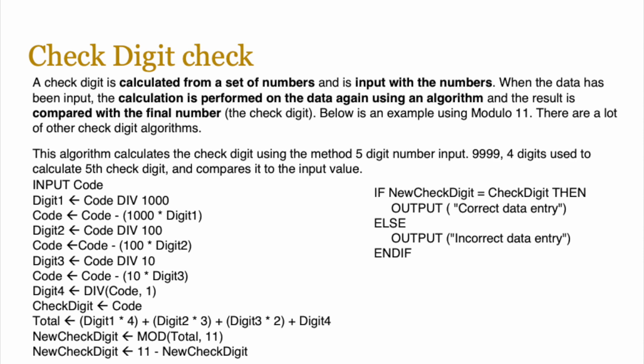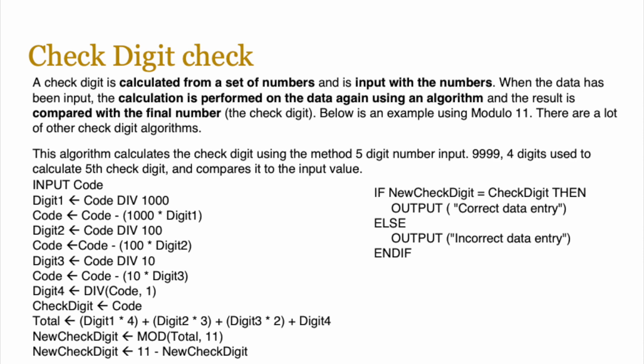So the way it works is that the user inputs the code, and then it uses the div function to work out each separate digit. For example, digit code div 1000 will work out the first 9 from the 9999. Then we update the code variable to subtract 9000 from the original, which leaves it to be 999.